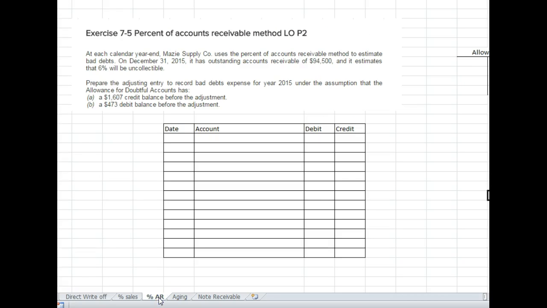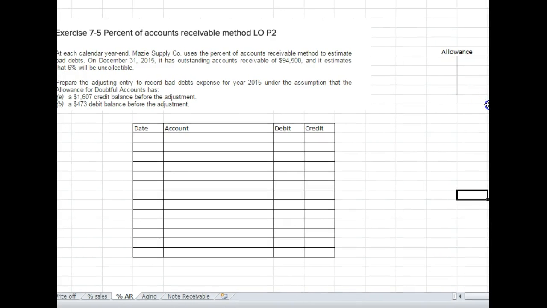Okay, so now we've looked at the write-off, the percent of sales, and now we're going to look at another way of looking at it. We're going to look at it by the percent of total accounts receivable, not just for that one year, but for prior years and the year we're looking at now. So it's all one big amount. So now what that changes is the allowance account.